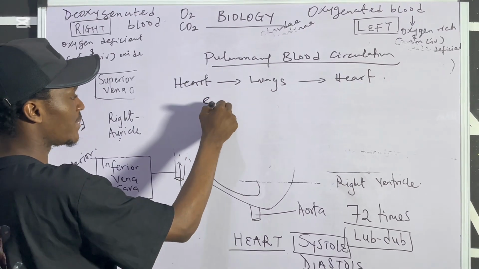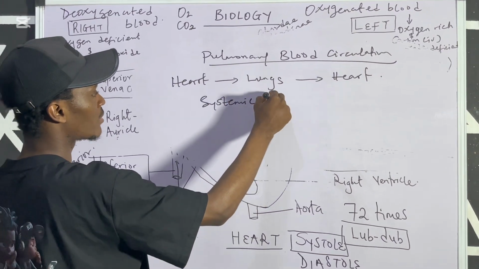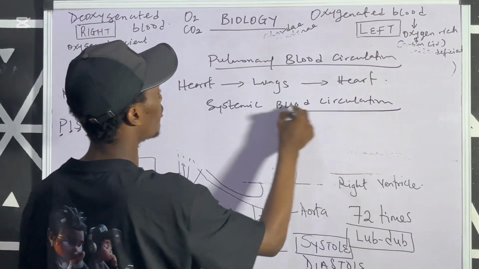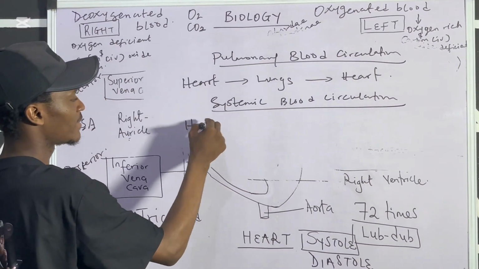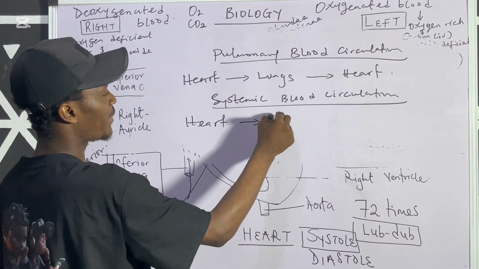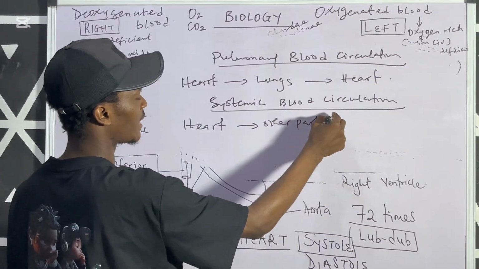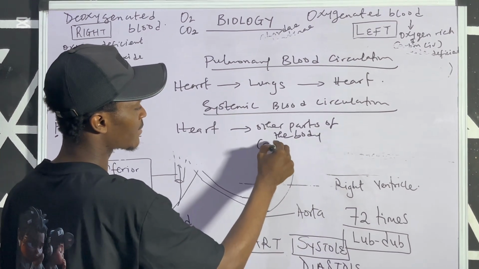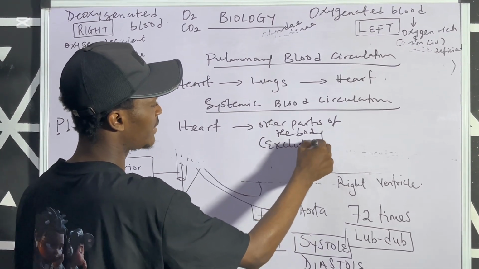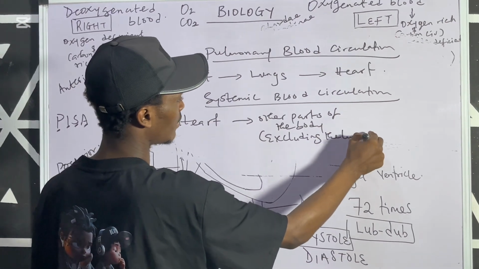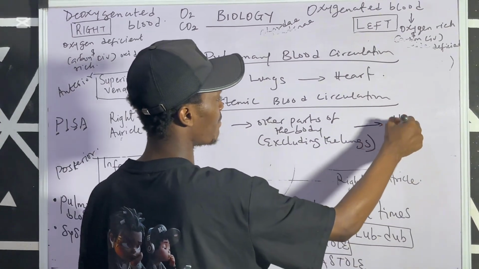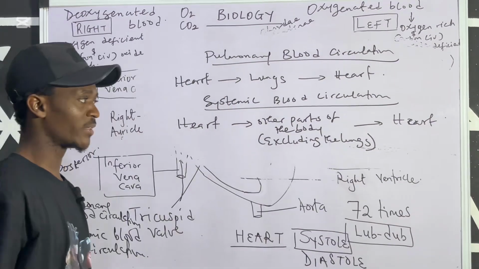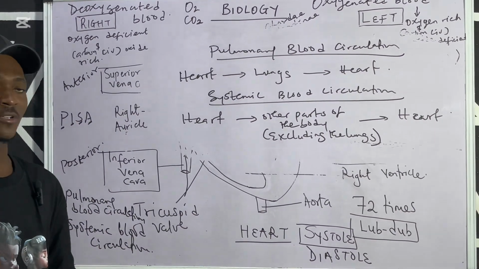Then systemic blood circulation is simply the movement of blood from the heart to other parts of the body, excluding the lungs. All right, excluding the lungs and back to the heart. So that is systemic. All right, pulmonary is heart, lungs, heart.